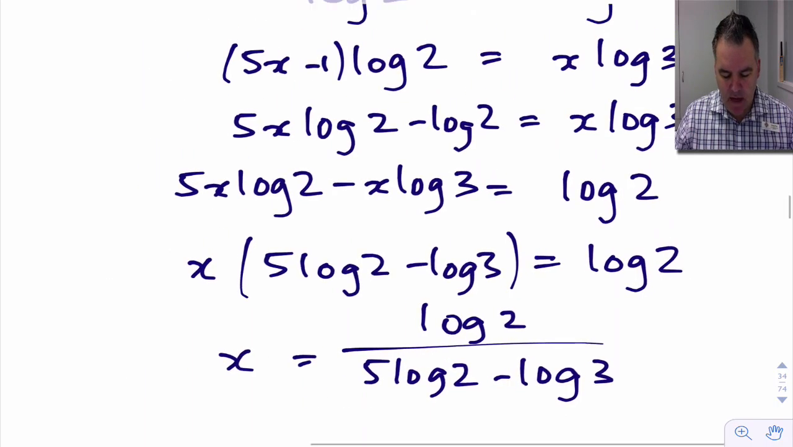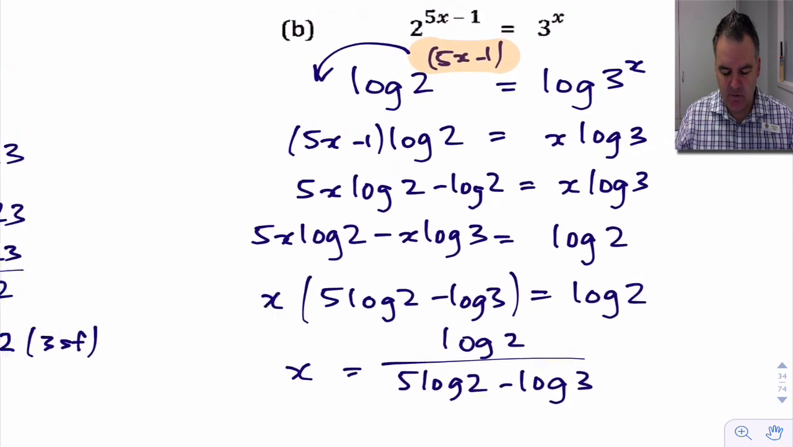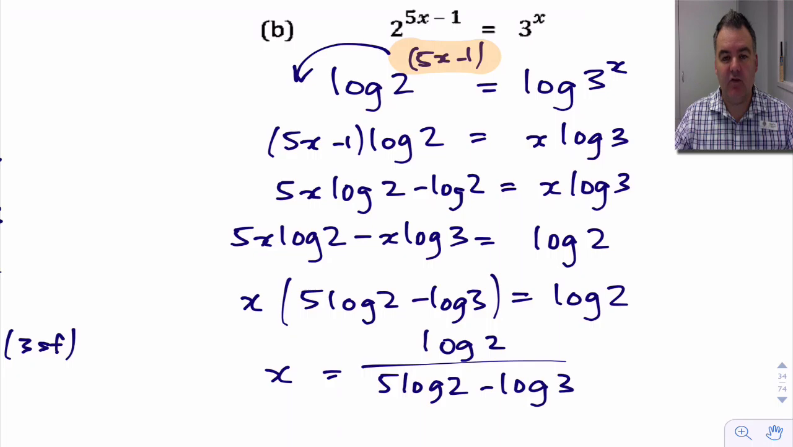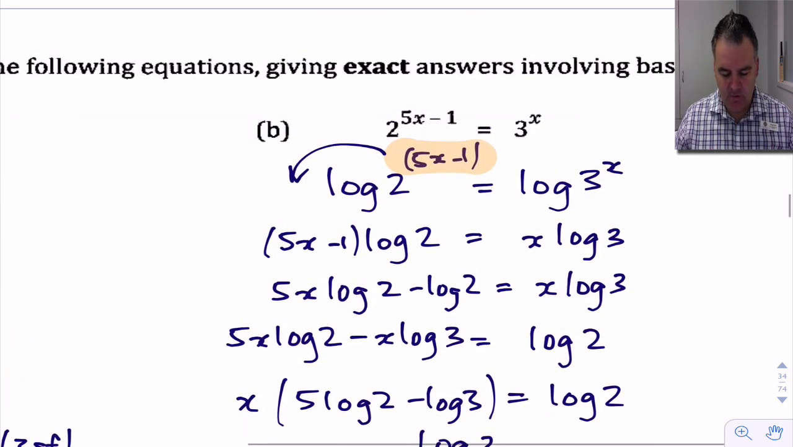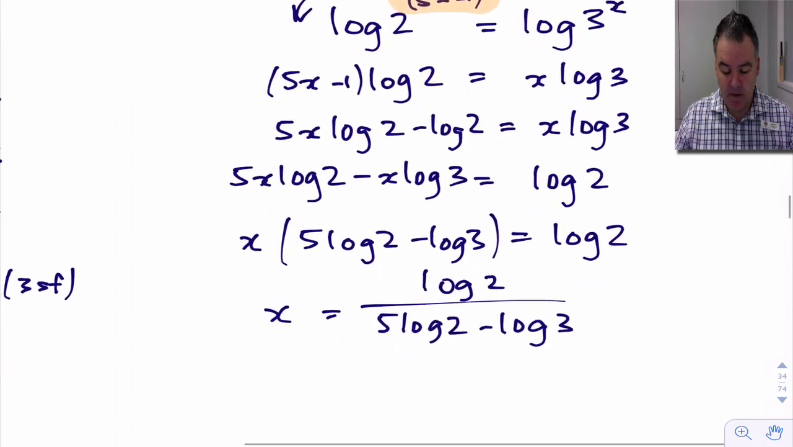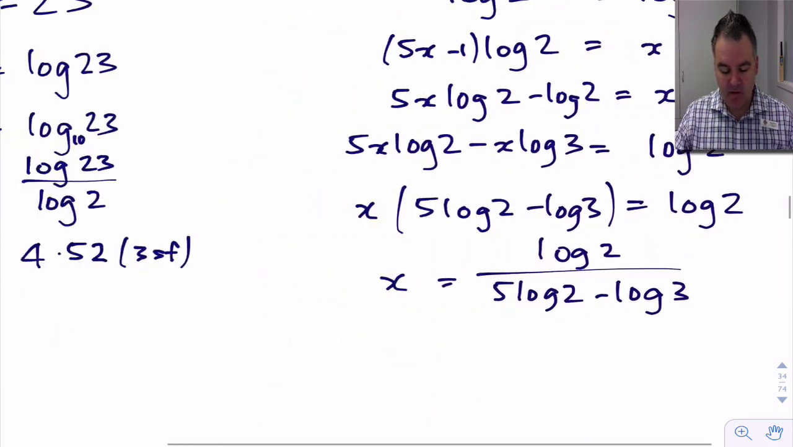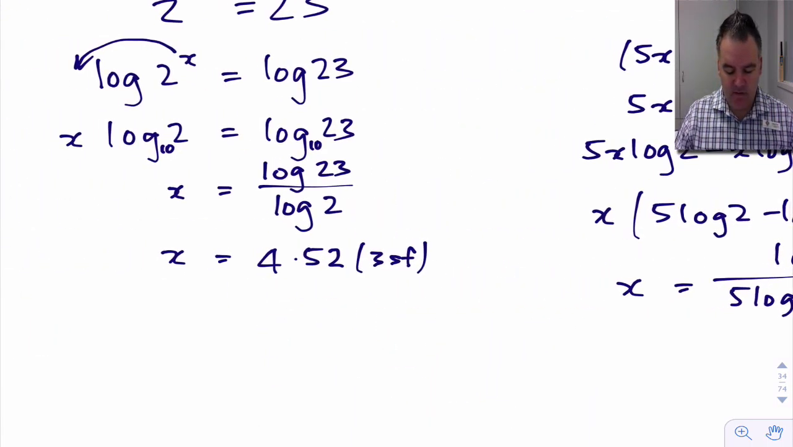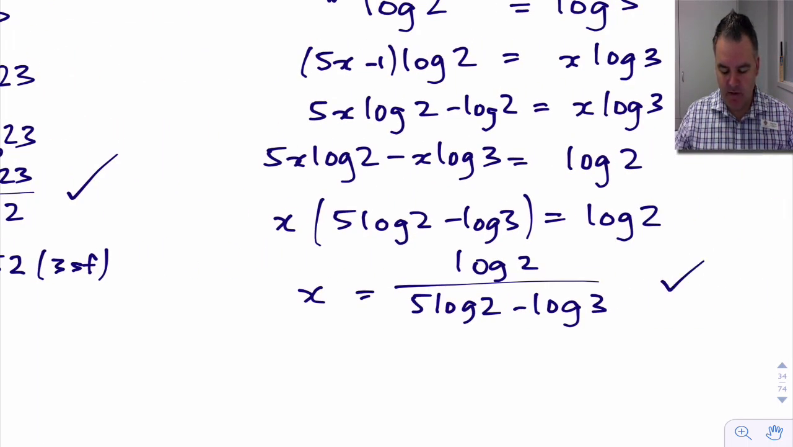So in the exam you may be asked to write the answer to something like this in the non-calc section exactly, so without using your calculator. So there's the answer. This question here is asking me to give the exact answers involving base 10. So I could leave my answer like that. And the first one there, I didn't need to do this step here. I could have just left it at this step here. So I'll leave it exactly like that.